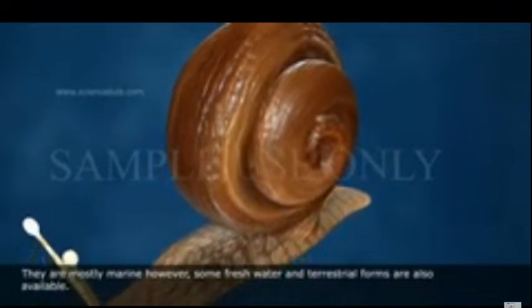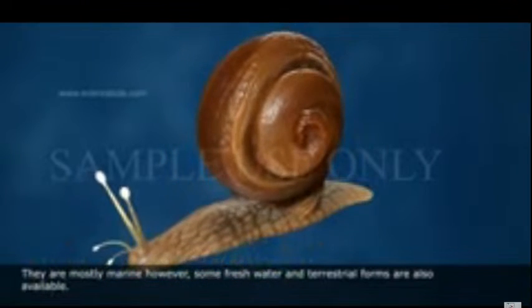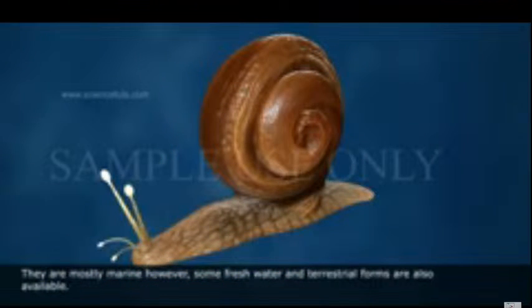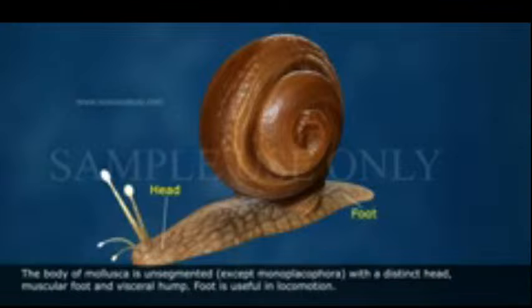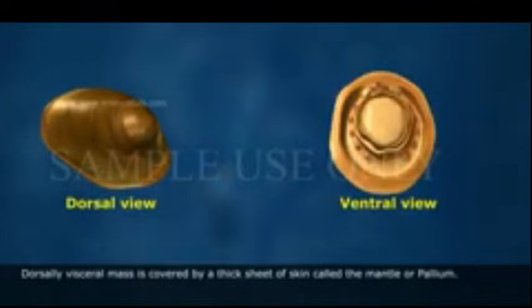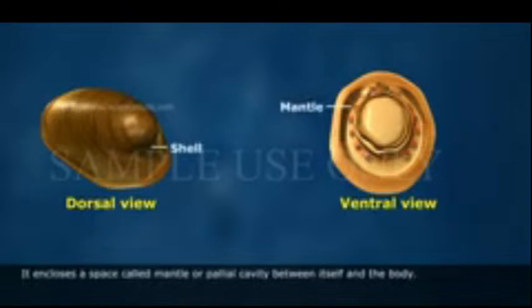General characters. They are mostly marine. However, some freshwater and terrestrial forms are also available. The body of mollusks is unsegmented except in Monoplacophora, with a distinct head, muscular foot and visceral hump. Foot is useful in locomotion. Dorsally, the visceral mass is covered by a thick sheet of skin called the mantle or pallium. It encloses a space called the mantle or pallial cavity between itself and the body.